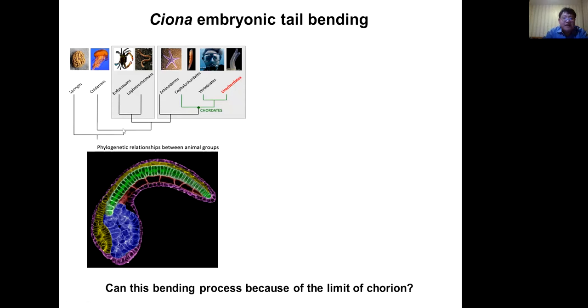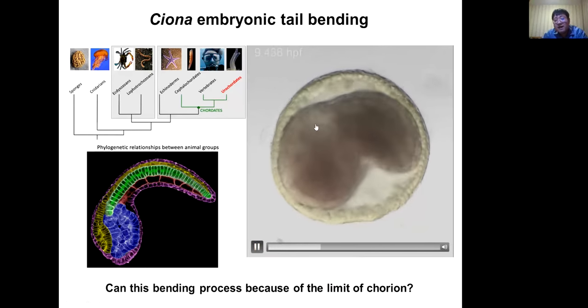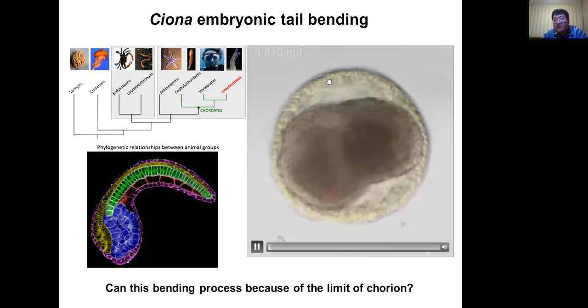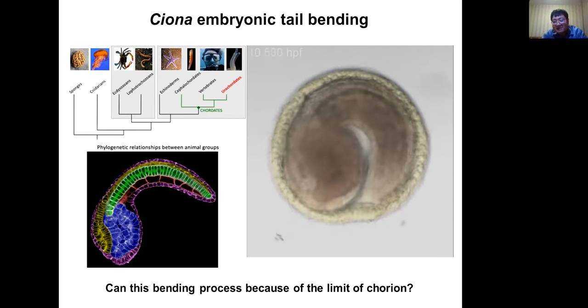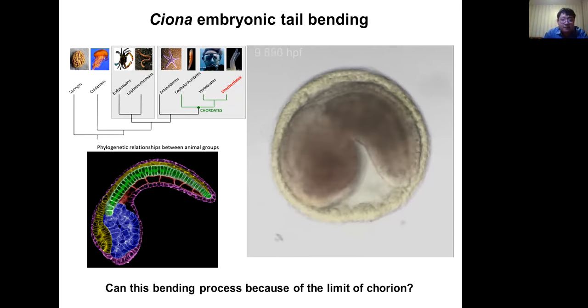Here, I'm very glad to introduce our favorite model, Ciona intestinalis, a kind of urochordate. It's a group of animals very closely related to the vertebrates. We first observed the development process of the Ciona embryo and found its tail can bend inside the chorion membrane. It seems very like the chorion membrane served as a physical barrier to force the tail to bend.